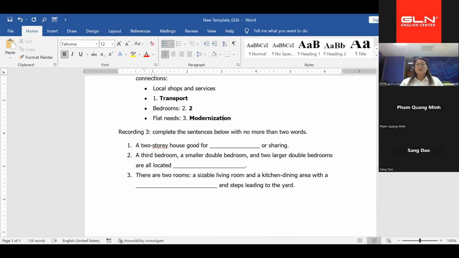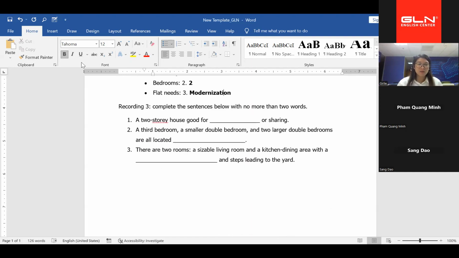Let's move on. Recording 3. Number 1, this is a completion type of question in the IELTS listening. You have to complete sentences. Number 1, a 2-story house good for blank or sharing. What's the answer in number 1? Who can answer the number 1 there? A 2-story house. Anyone?